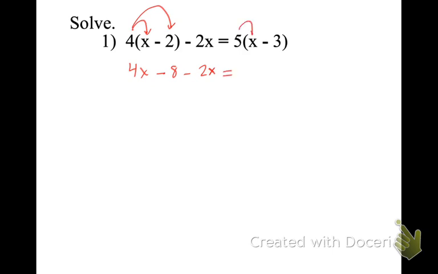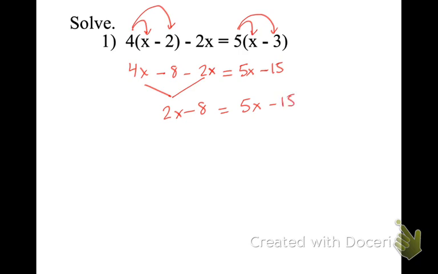Then I'm going to distribute here, it's a 5x, and then I distribute here, it's minus 15. And now I'm going to combine my like terms, so that's a 2x minus 8 equals 5x minus 15.